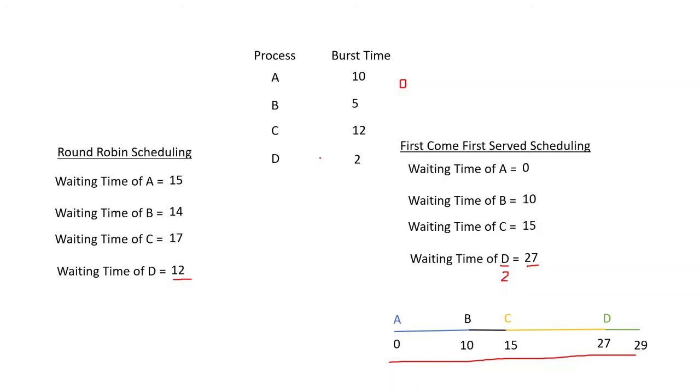There are so many factors to be taken in, but in general, for a random process, a very short process will generally have a shorter burst time than in the first come first served scheduling algorithm.